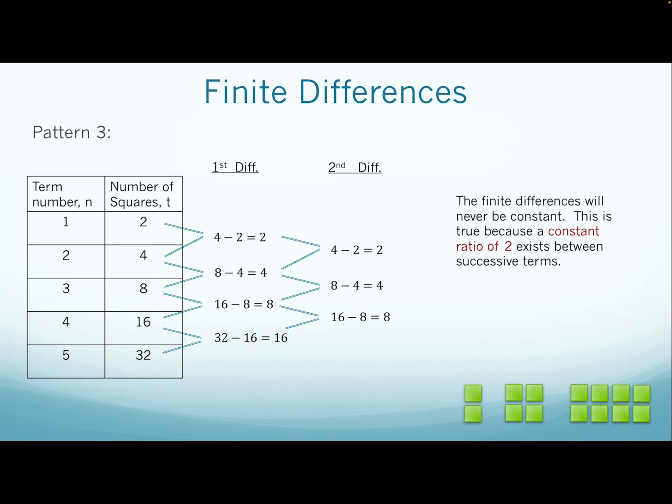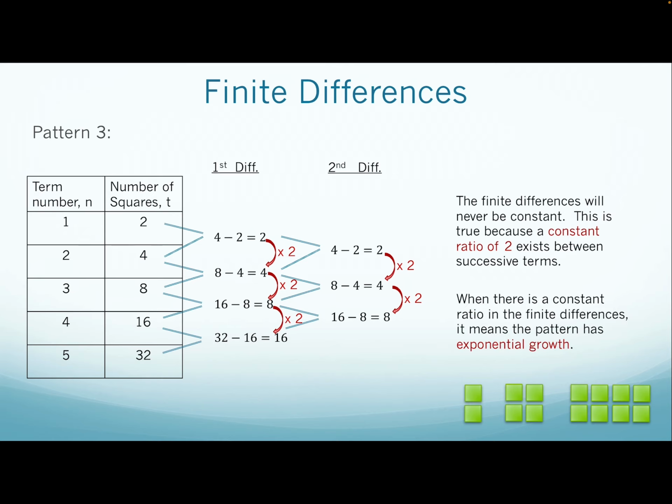Okay, this is true because a constant ratio of 2 exists between successive terms. So all the terms in the finite differences, they all have a common ratio of 2, meaning you multiply by 2 to get the next term. Okay, and it's not just true in the first set of differences, it's also true in the second set. And this ratio would keep continuing. The fact that there's always a ratio of 2 between the values means it's never going to converge to a constant value. So when there is a constant ratio in the finite differences, it means the pattern has exponential growth. So it's one of the characteristics of exponential growth.